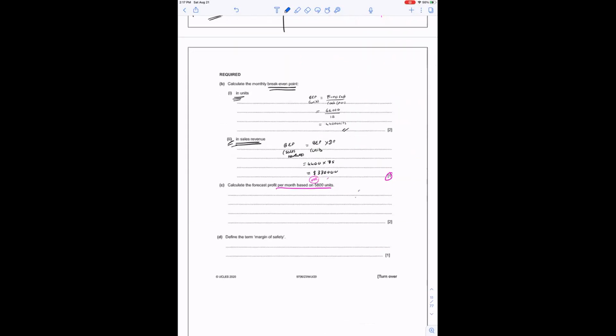It is 21,000. You can also say that you are selling 5,800 units. At 4,400 units, you make no profit, no loss. So the extra number of units that you are selling is 1,400 units. Every unit is giving you a contribution of $15 per unit. After selling 4,400 units, you recover all your fixed costs. So your forecast profit could also be 1,400 units into $15 per unit, which will give you $21,000.